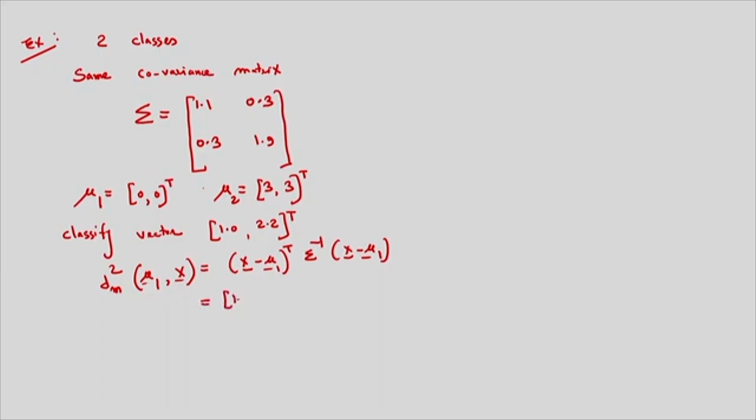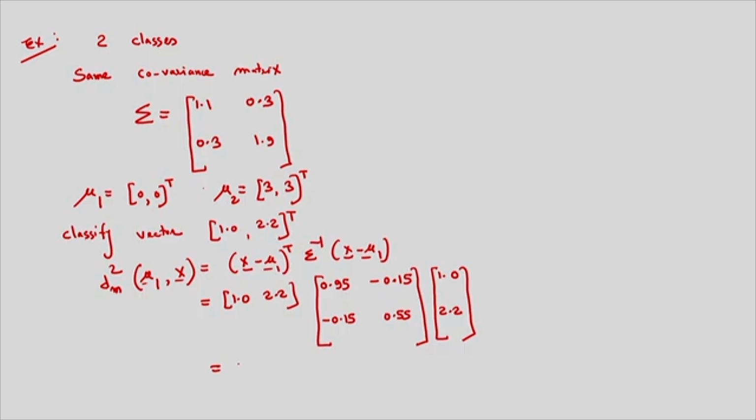So it is nothing but 1.0, 2.2, and this will be 0.95, minus 0.15. You can check these calculations, 0.55, and it is 1.0 and 2.2. So corresponding to this, the value will be 2.952. So this is the squared Mahalanobis distance.